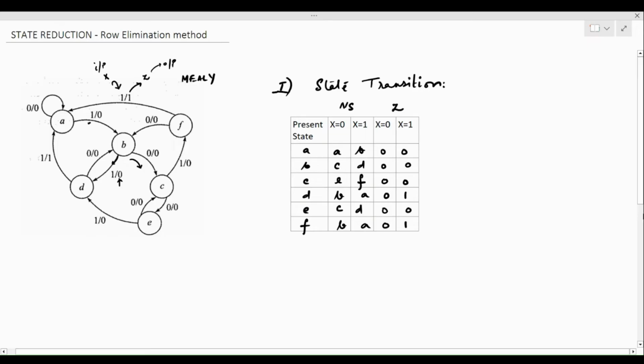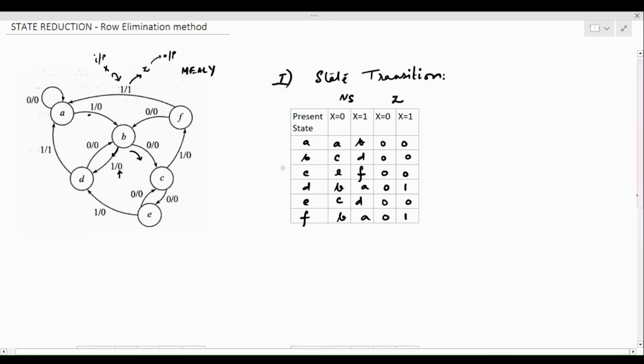The second step is to identify the different rows for which the outputs are similar. So if you note carefully, for say D and F, the outputs are 0, 1 in both cases. Having identified such rows, we now have to look at the next state of both these rows and compare them and see if they are equal.